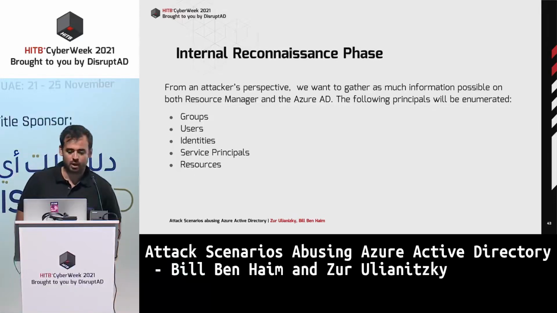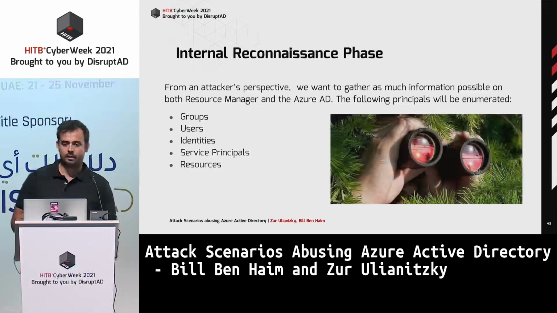Okay, so before talking about any attack vectors, we need to first understand the internal reconnaissance phase, which will be crucial for the next steps. From the attacker's perspective, we want to gather as much information as possible on both the resource manager and the Azure AD environment in order to search for potential vulnerabilities and misconfigurations in the current cloud setups. We will enumerate the following principals: groups, users, identities, service principals, and different resources. Let's take a deep dive on this.